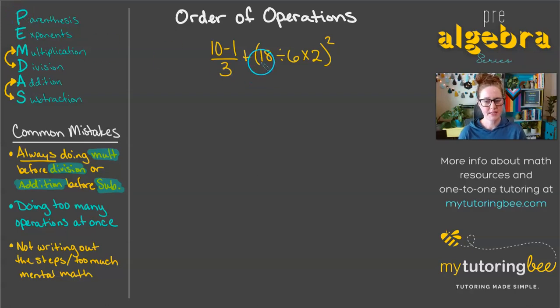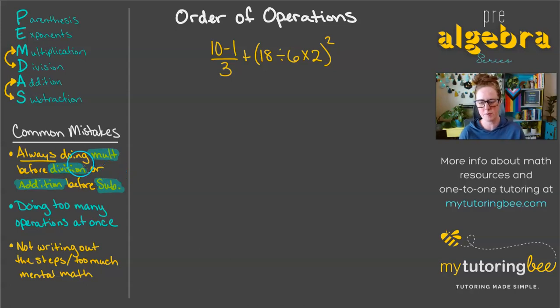Starting off with parentheses, I do see that we have a set of parentheses, but inside that set of parentheses are two different operations. Those operations are division and multiplication. As you can see over here in my notes, I have an arrow going from multiplication to division, and that is because division can be done before multiplication if it comes first when reading from left to right. As we read this problem from left to right, we see this division sign before we see the multiplication sign.